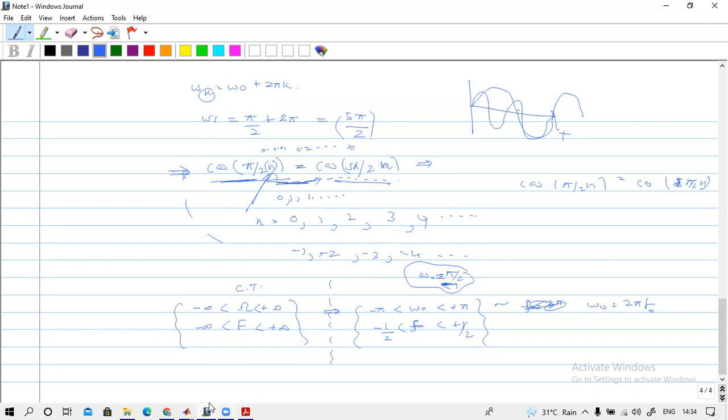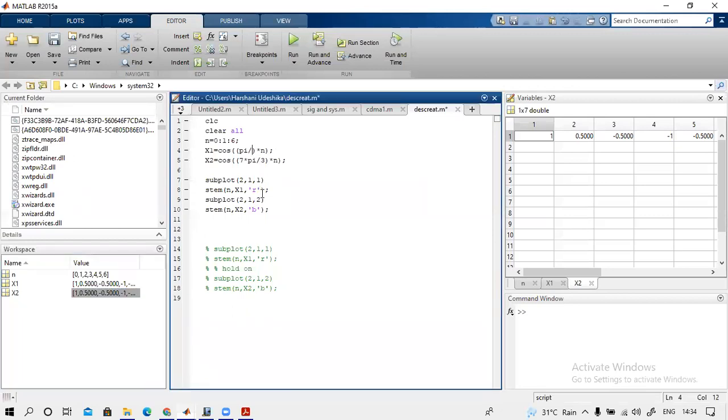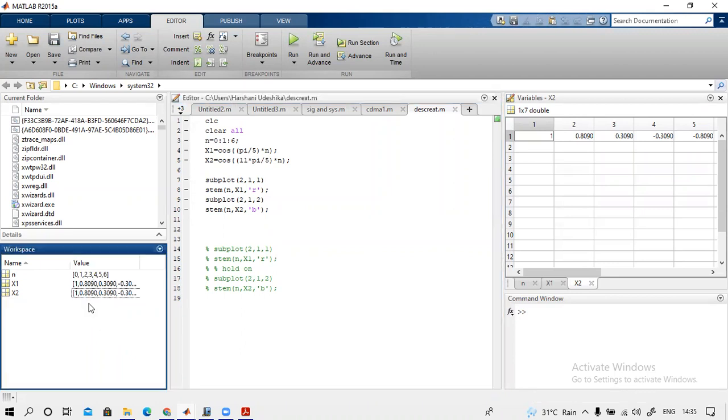Anyway, I have checked some other different values. I think you also can see it. If this is 5π/5, also we will get the same result. So again you can see that we get the same, identical values. So this should be true for half also, but I don't know what is the reason. Anyway, let's go to the sampling.